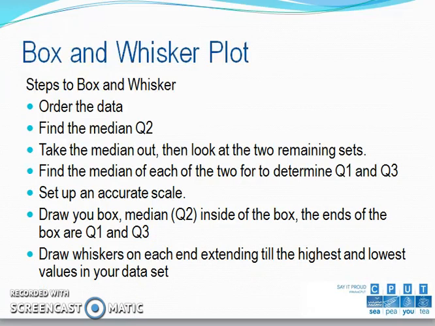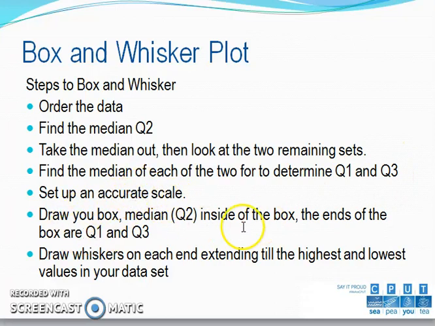And so I just want to end with the steps to do in a box and whisker plot. The first thing that we do is we order the data, in ascending order, from the lowest to the highest. That is what I would advise. Then you find the median, the second quartile, which is the median of the entire data set. Once you take that median out, you then look at the remaining two sets and you find the median of those two sets on either side of the second quartile, and that will tell you what your first quartile is and what your third quartile is.